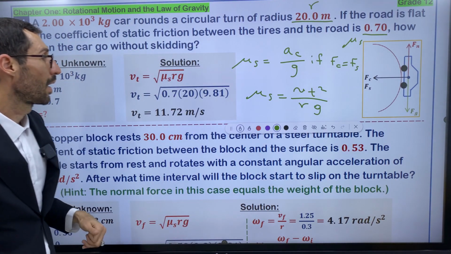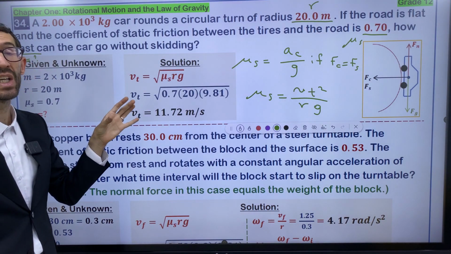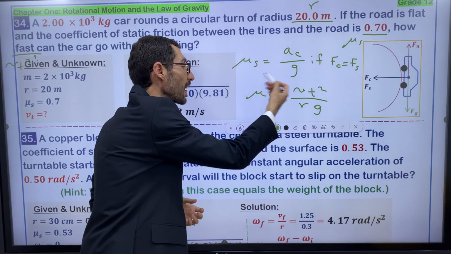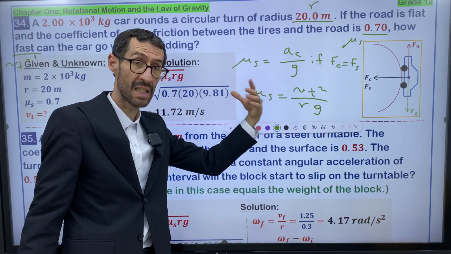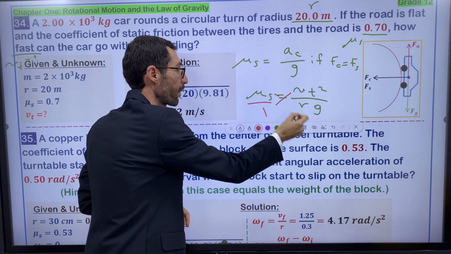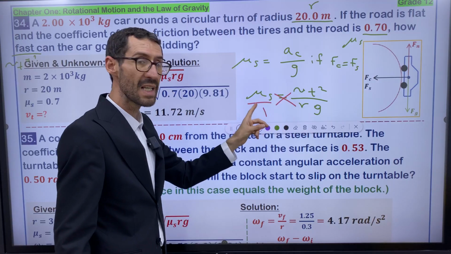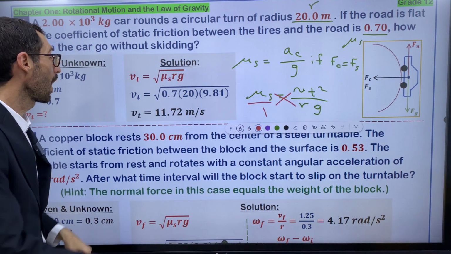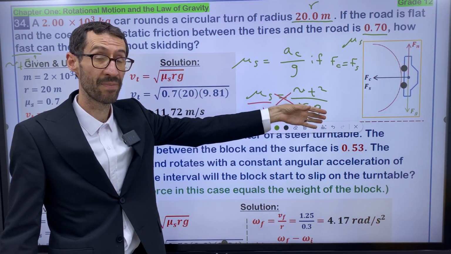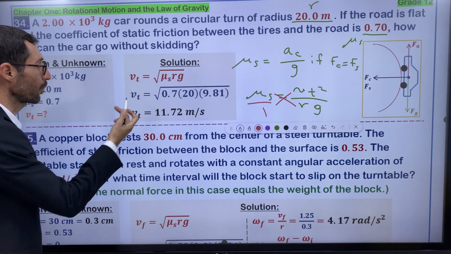Right now, what do we look for? It says, how fast can the car go without skidding? How fast? So you have to rearrange the rule for Vt. Since Vt is squared, cross multiply the fraction. Vt is equal to R g mu s under the square root. Why under the square root? Because Vt itself is squared.